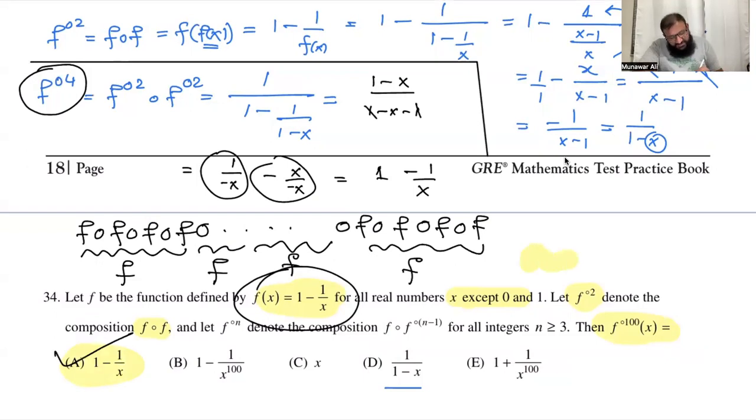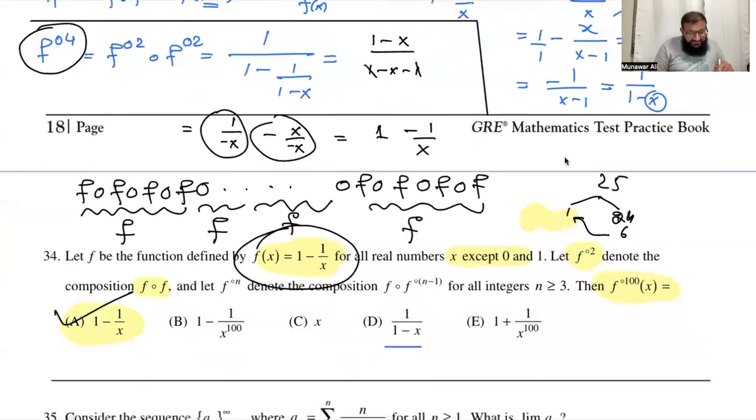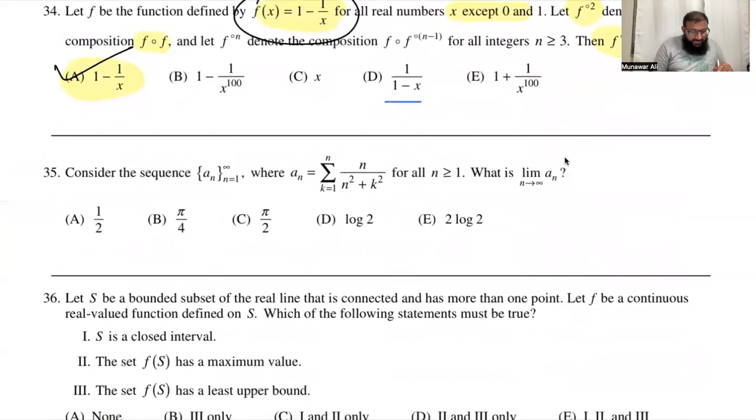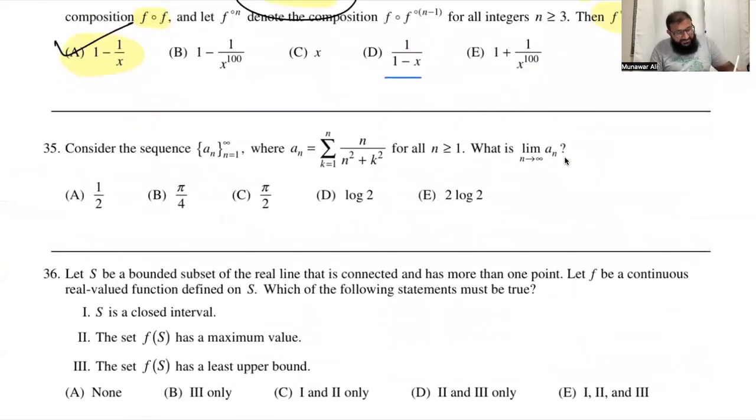Yeah, so these f's will be 25, and out of 1, and remaining would be again 24, and 24 divided by 4 would be 6. Yeah, I think it would be the answer, but we'll check. You can further check by yourself whether that's true or not. Okay, let us discuss the last question for today.